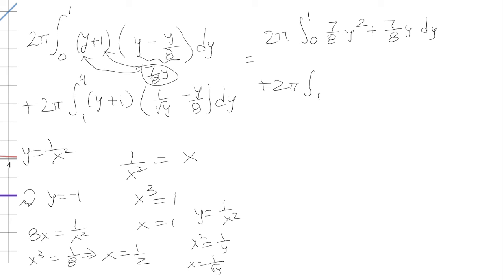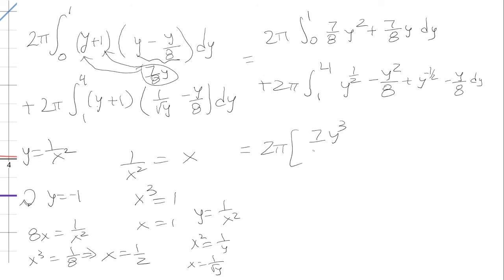And then for the second integral, I have y times 1 over root y. That'll be the square root of y, which I'm just going to write as y to the 1/2. Y times negative y over 8. 1 times 1 over root y, which I'm just going to write as y to the negative 1/2. And then finally, 1 times negative y over 8. Now I can integrate.